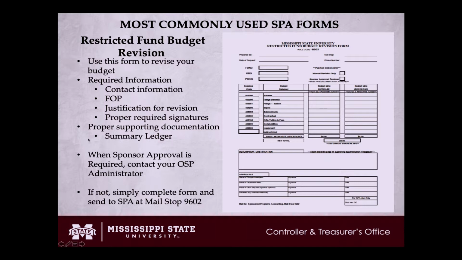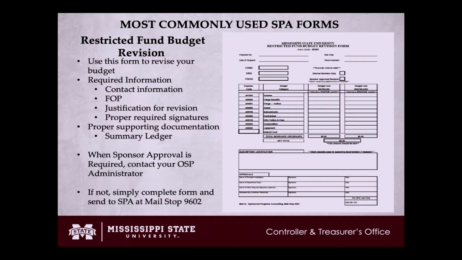And then we want the supporting documentation to come along with this form, which would be a summary ledger or a print screen from FGITRND, just something showing what your budget currently looks like, and that you actually do have line item budget to be transferred out and reallocated into other line items.